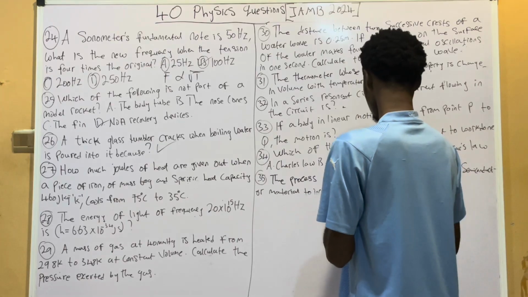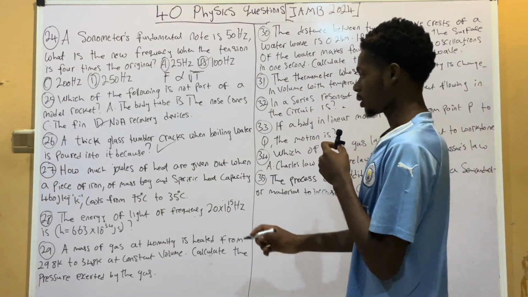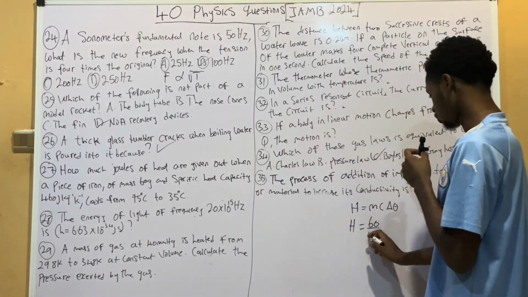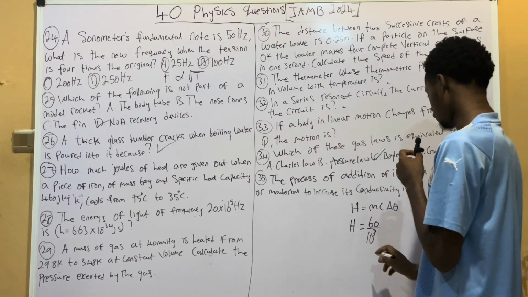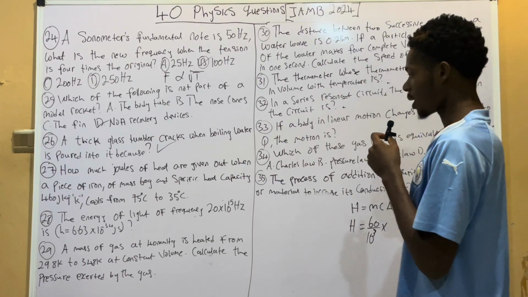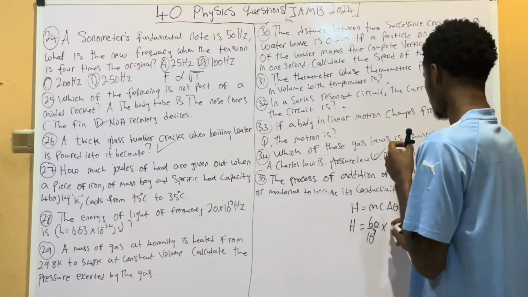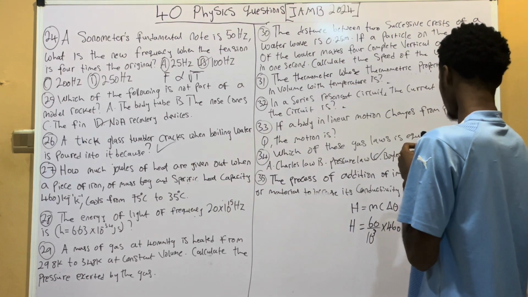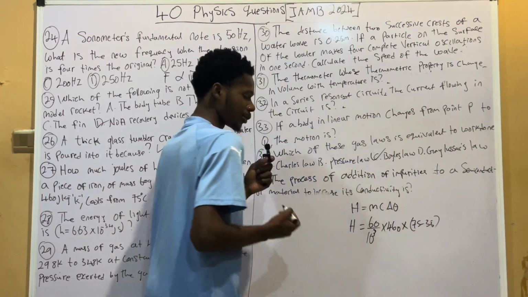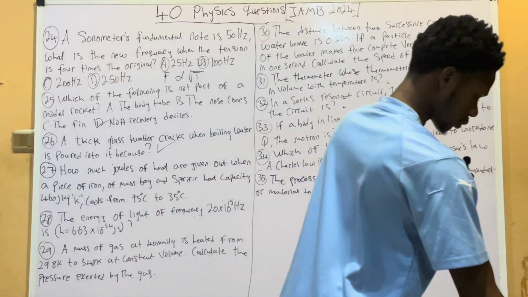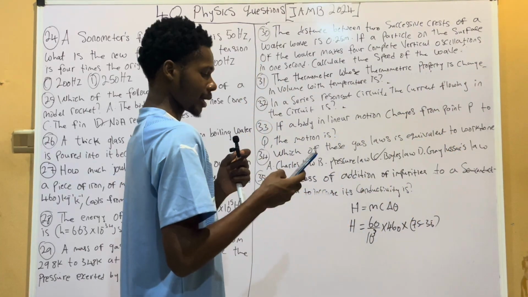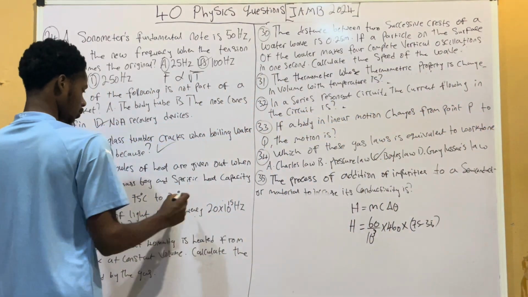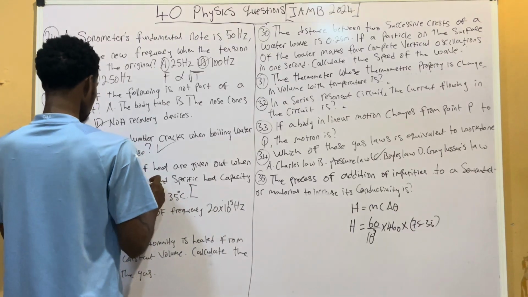So I'm just going to say H is equal to, what is the mass? 60 gram. Remember, it's in grams, so I have to convert to kilogram by dividing by 10 to the power of 3, times specific heat capacity, which was given as 460, times change in temperature, which is 75 minus 35. That's what we're having on the board. So from here, we just do the maths on our calculator. That's going to give us 1104.